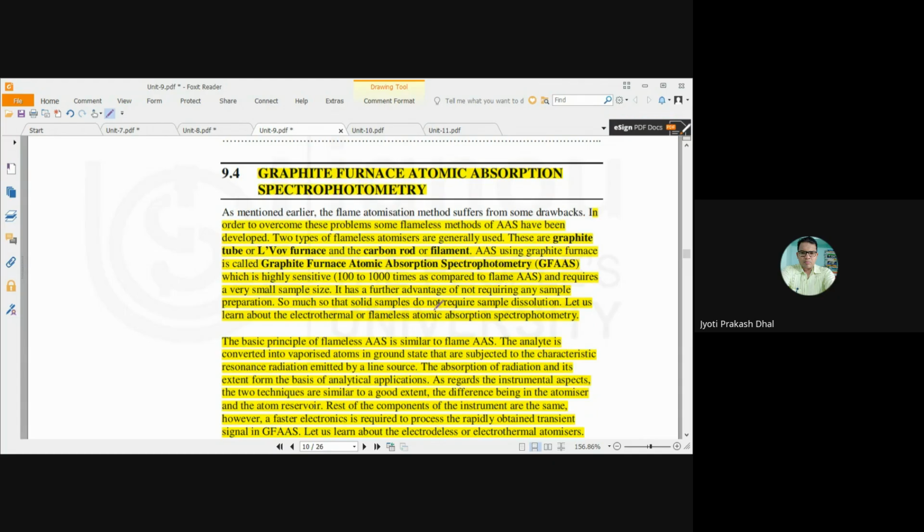In order to overcome the problems arising in the flame method, flameless AAS has been developed. Two types of flameless atomizers are generally used: the graphite tube and the carbon rod or filament. AAS using the graphite furnace is called graphite furnace atomic absorption spectrometry, GFAAS.